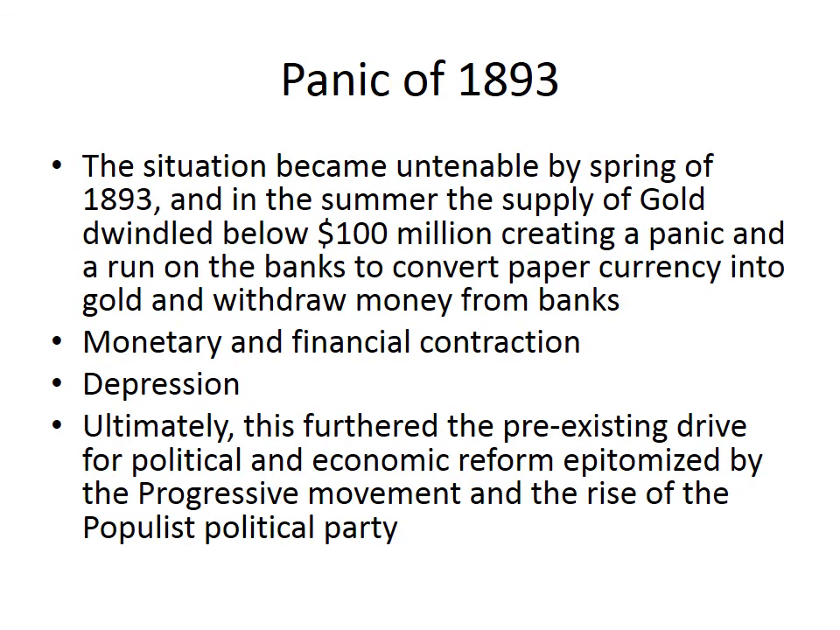And this is finally the panic of 1893. Situation becomes untenable by the spring of 1893, and in the summer the supply of gold dwindled below 100 million, and that's what creates the panic. Okay, so the after effects of this will be a monetary and financial contraction, a depression. We saw some of the after effects of this. We'll see them again. That's why, among other things, in the discussion of organized labor, this is why in the 1890s organized labor really takes it on the nose. This is one of the main things.